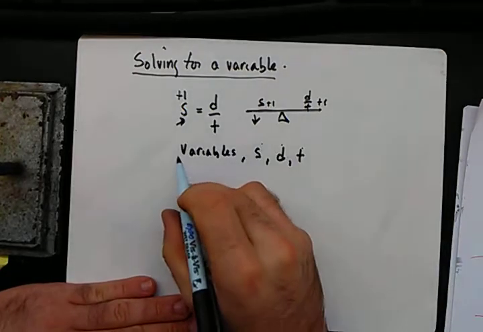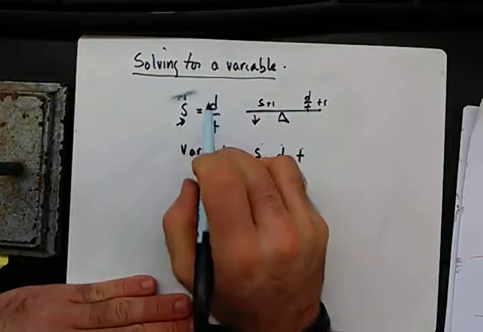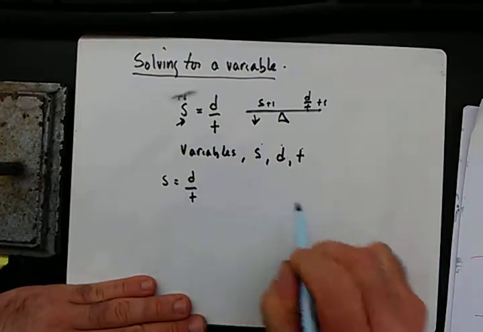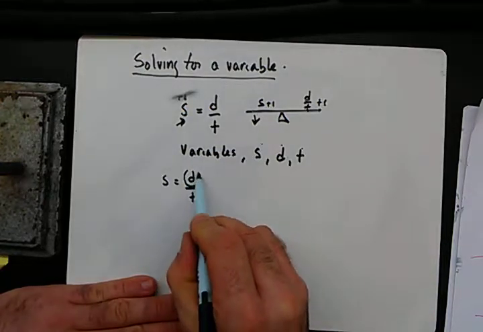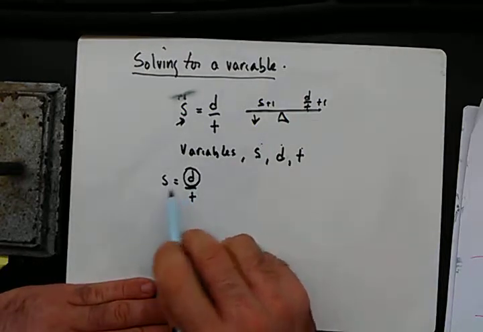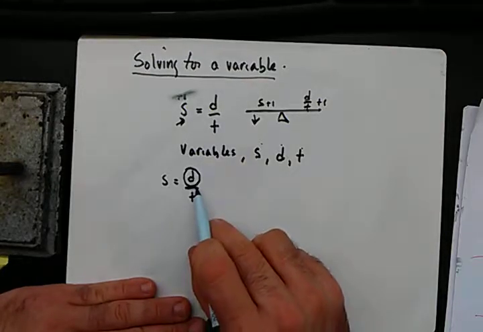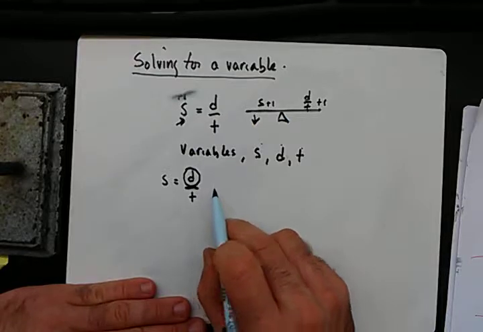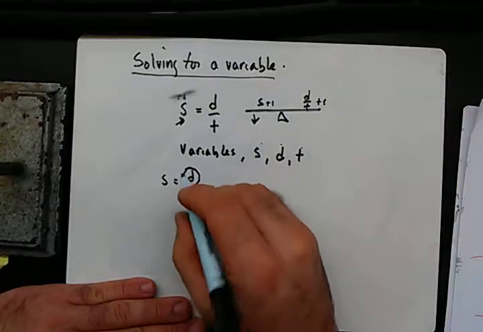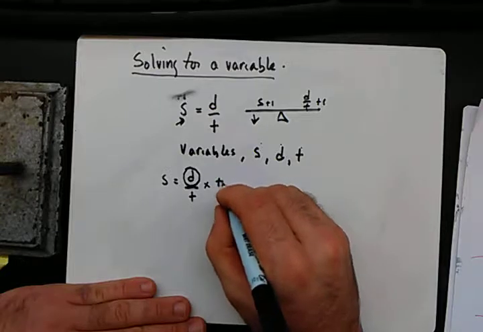So let's solve this equation here. Let's get rid of that. Let's solve this equation for D. Okay, we're going to isolate the D and get it on the left side. So to do that, I've got to do something to both sides. Now, in math class, you learned that to undo division, you multiply. So I've got this little t hanging out here I want to get rid of. So I'm going to multiply both sides by t.